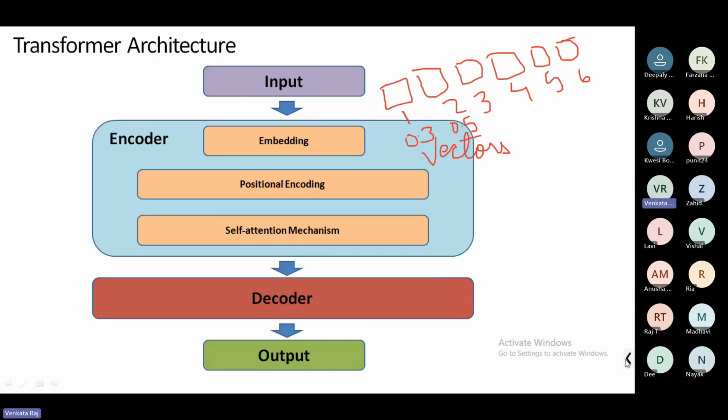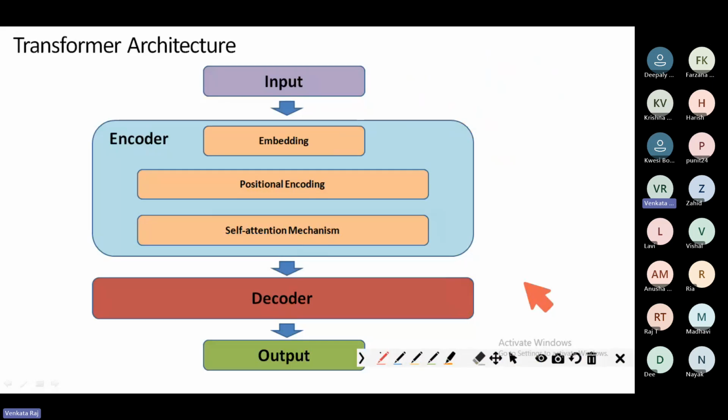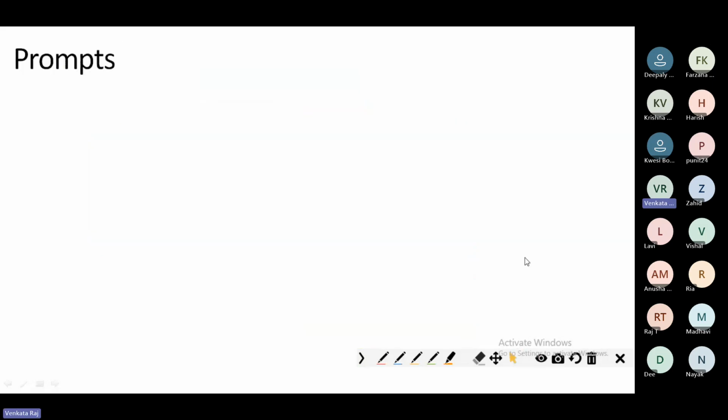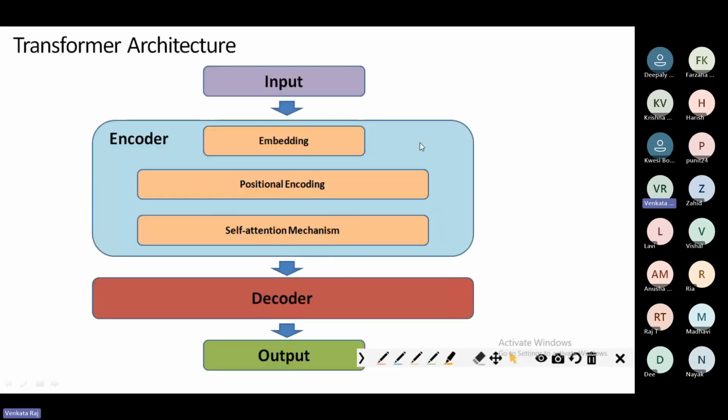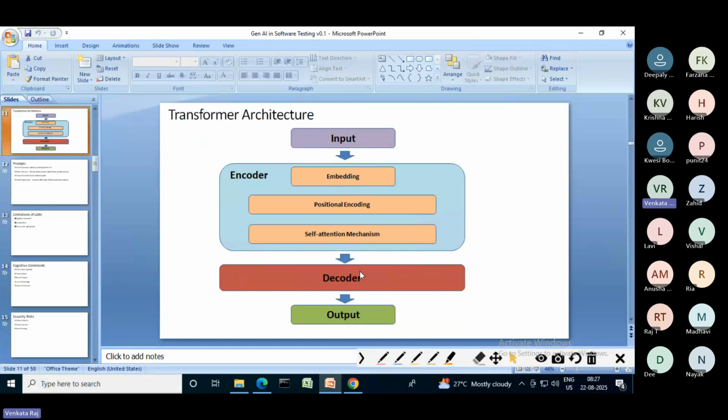Yeah. So this is about our transformer architecture. Most of the LLMs, most of the AI models, use this transformer architecture for processing the input and generating the output. The next one is prompts. We'll learn about prompts in the next session. So we'll stop the session here today. I think we are on time. Anyone has any other queries?